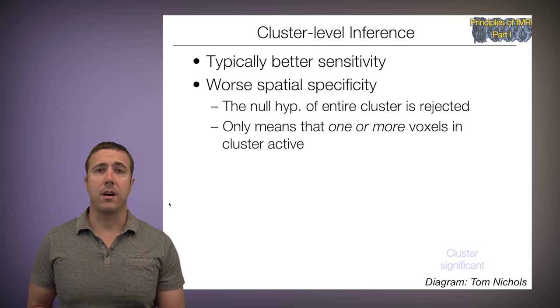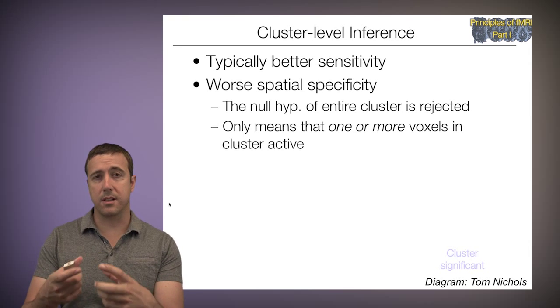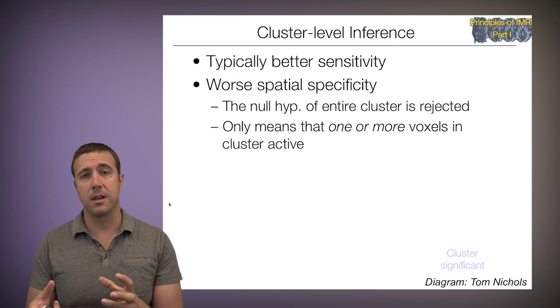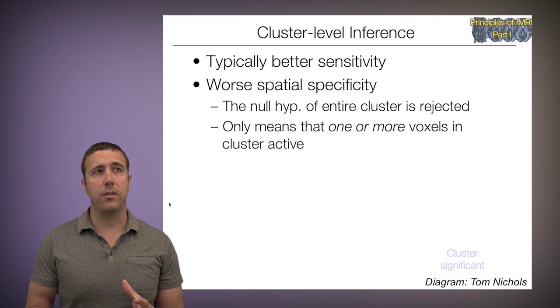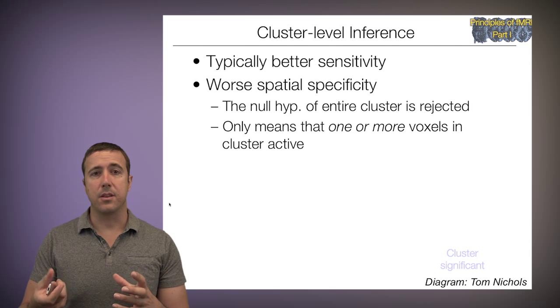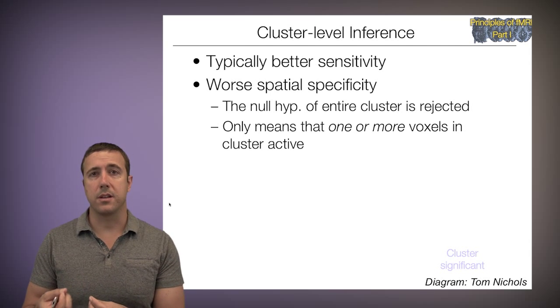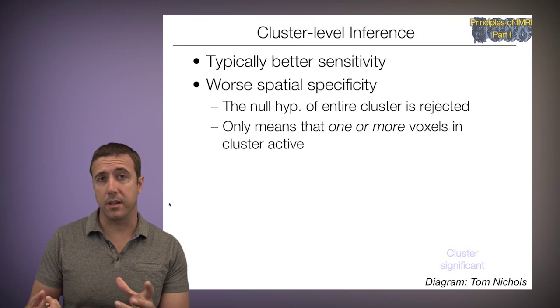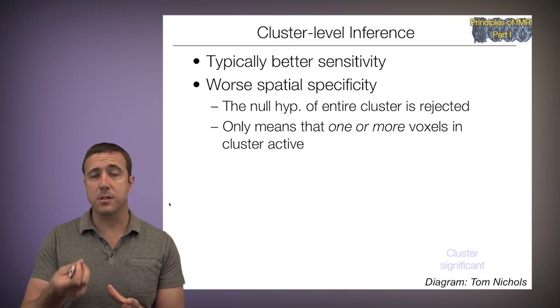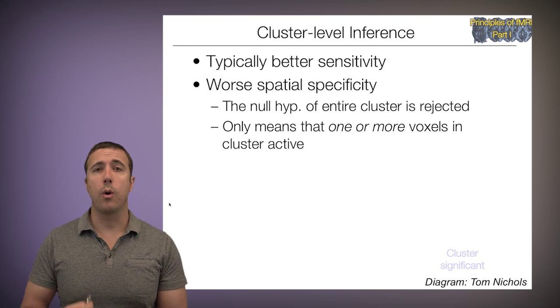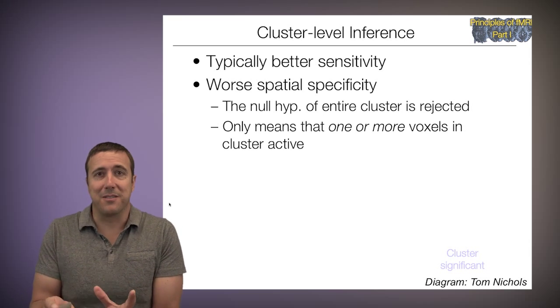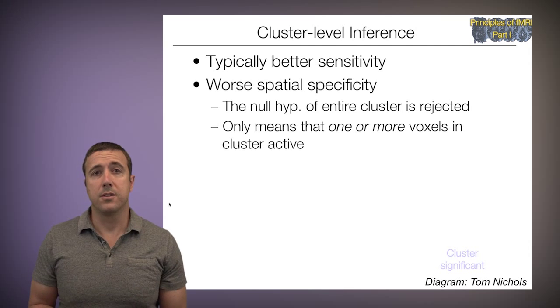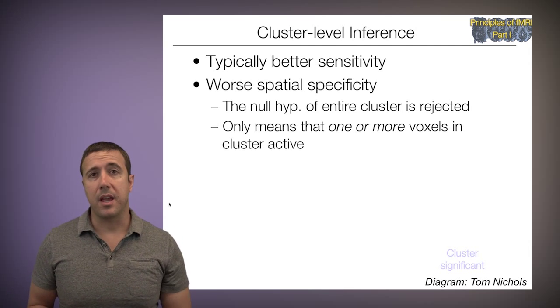A really important idea here is that if I say this cluster is bigger than I expect by chance, what's the null hypothesis? Well, the null hypothesis is that there's some signal somewhere in the cluster. All I can say is it's bigger than chance. That means that at least one or more voxels has true signal in it. But you don't know where those activated voxel or voxels are. So all you can do is say this is a big blob. You can't say where the activity is.